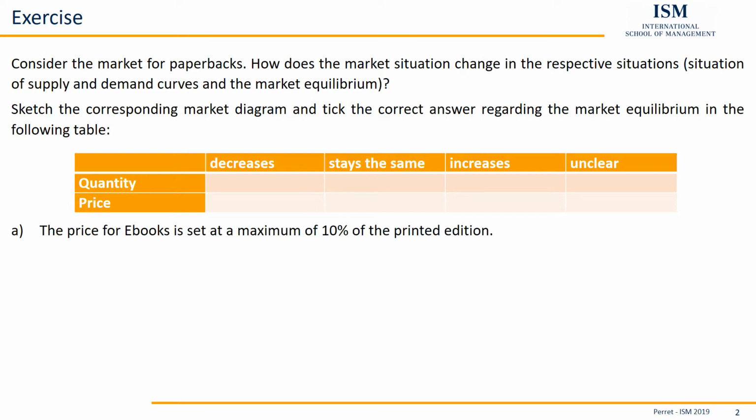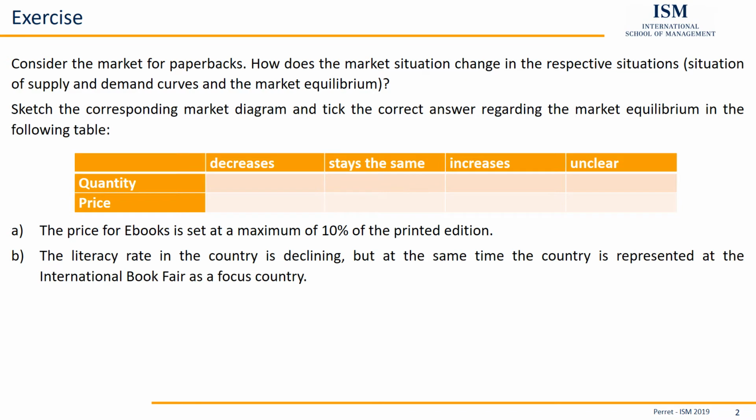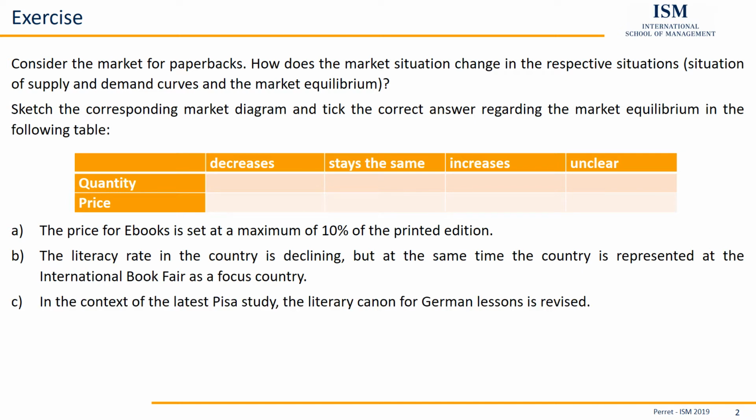So first part, A, is the price for ebooks is set at a maximum of 10% of the printed edition. B, the literacy rate in the country is declining, but at the same time the country is represented at the International Book Fair as a focus country. And finally, C, in the context of the latest PISA study, the literary canon for German lessons is revised.